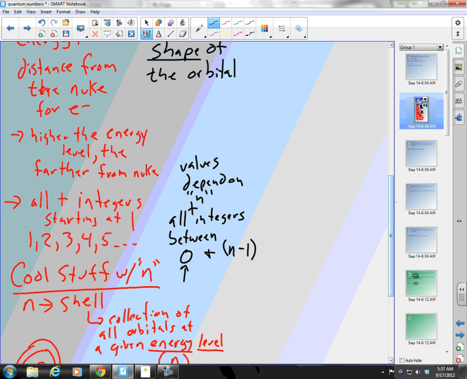So if n equals 1, then n minus 1 is 0, and so the only value I would have is 0. If n equals 2, then what happens? I start at 0, and I'm going to go all the way up to n minus 1. So 2 minus 1 is 1, so my values would be 0 and 1. I think that's enough to answer a question.